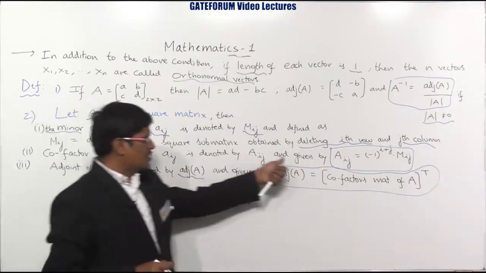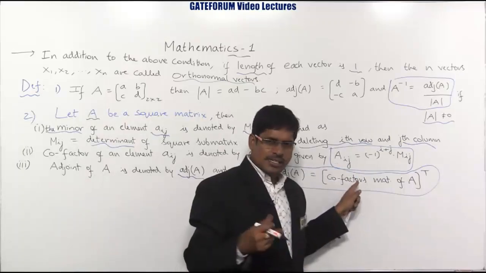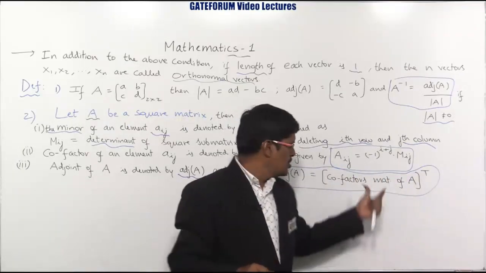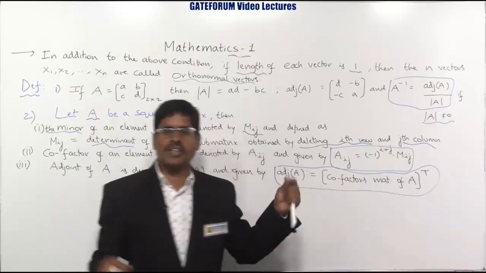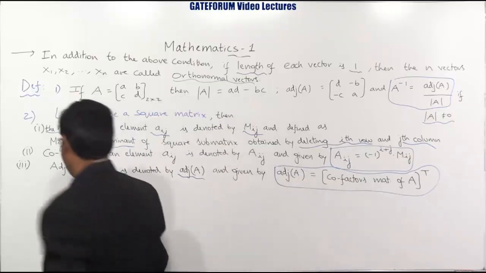You know, in the previous step, every element is replaced by its cofactor and then transpose. So the right hand side is once again a matrix. That matrix is called the adjoint of the given square matrix A.